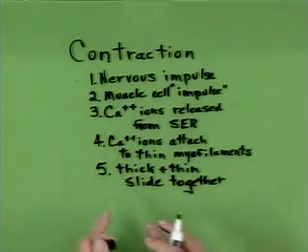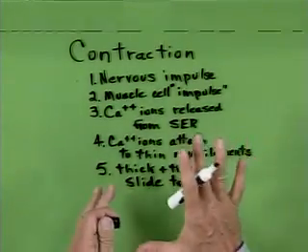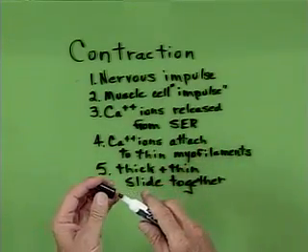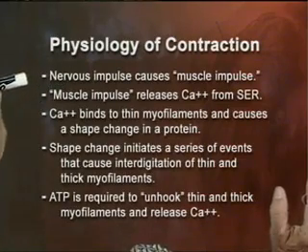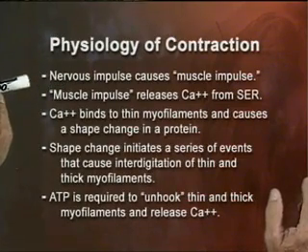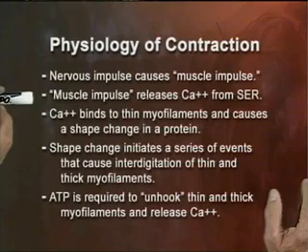That, in a nutshell, is basically the kinds of things happening within the contraction process within a given muscle cell. Let's look at a graphic that has these things a little neater, perhaps, than I wrote them out here. Physiology of contraction. We said the nervous impulse causes a muscle impulse. That muscle impulse releases calcium ions from the smooth endoplasmic reticulum.